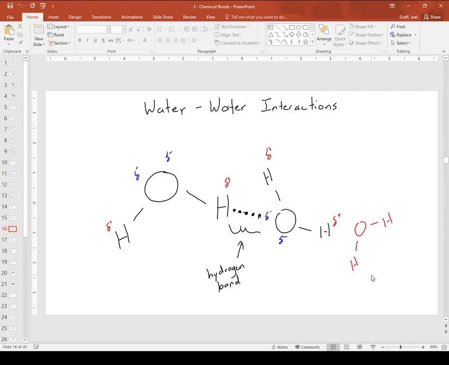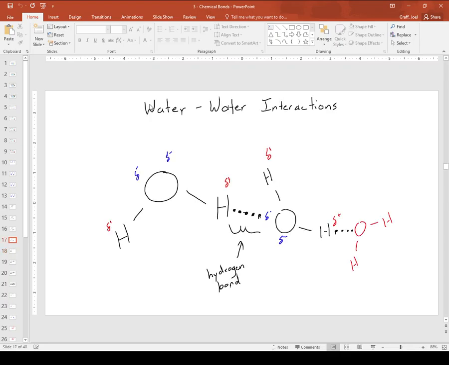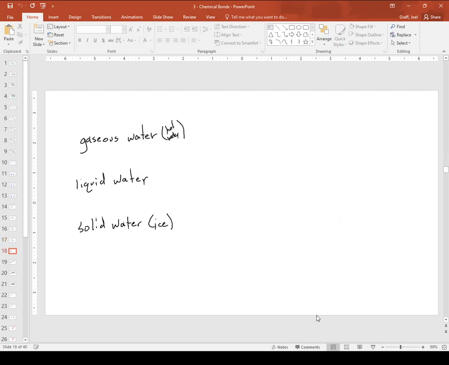Here's a third water molecule moving into position and forming its hydrogen bond here with the partial positive charge on this hydrogen, that's an H, and then the partial negative charge on this oxygen. Okay, let's talk about what happens if you go from relatively few to relatively high numbers of hydrogen bonds between each of the water molecules.